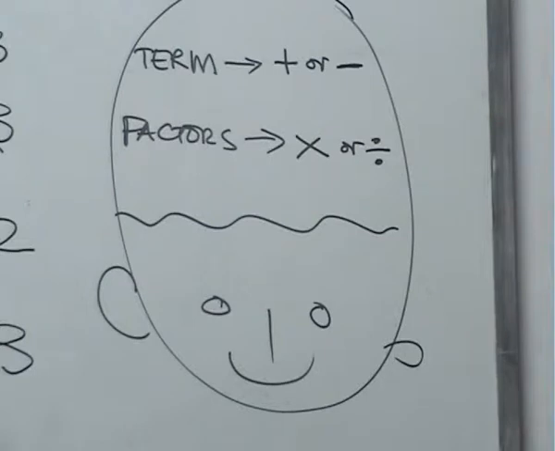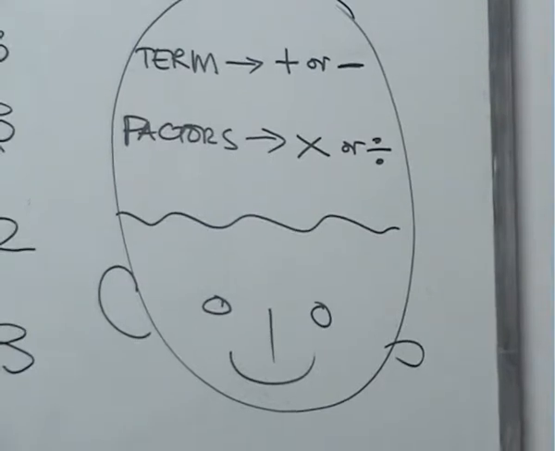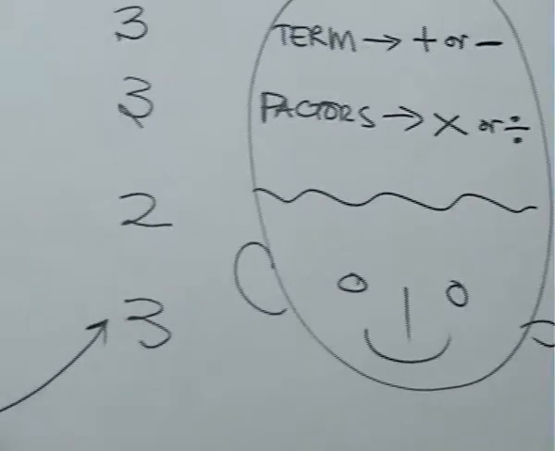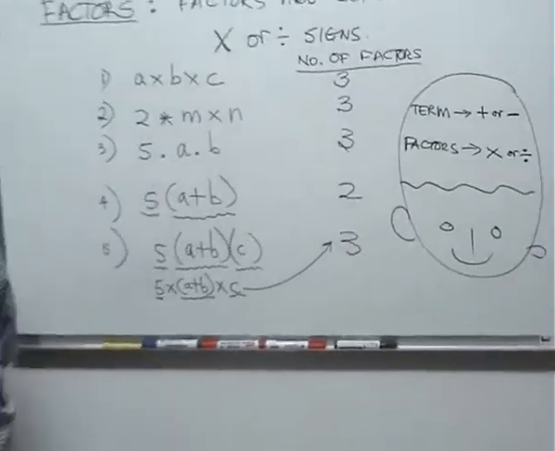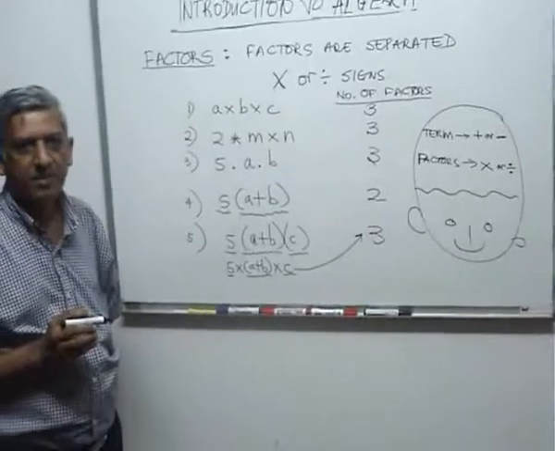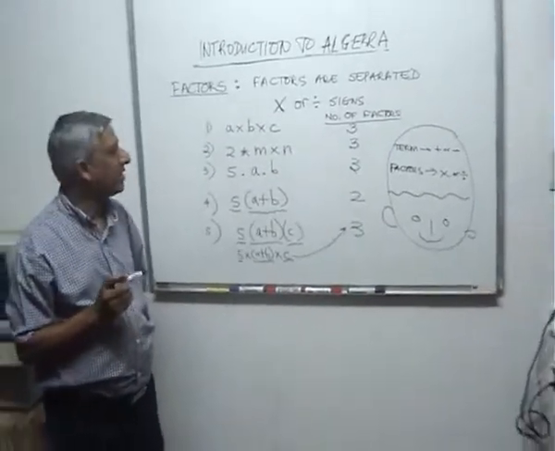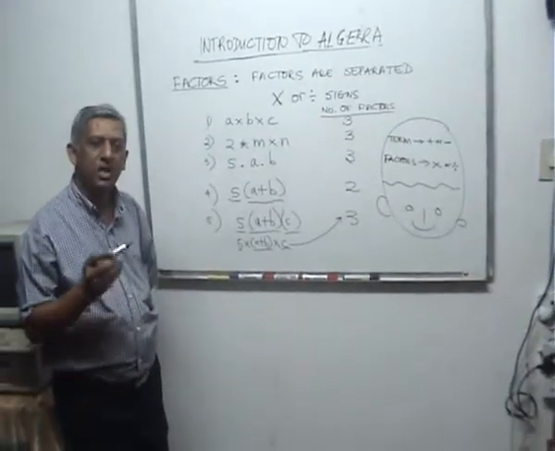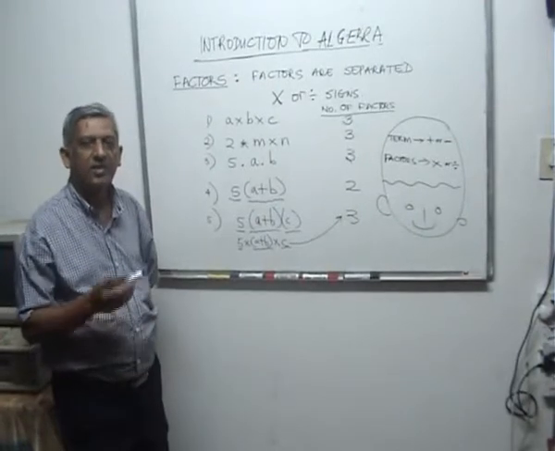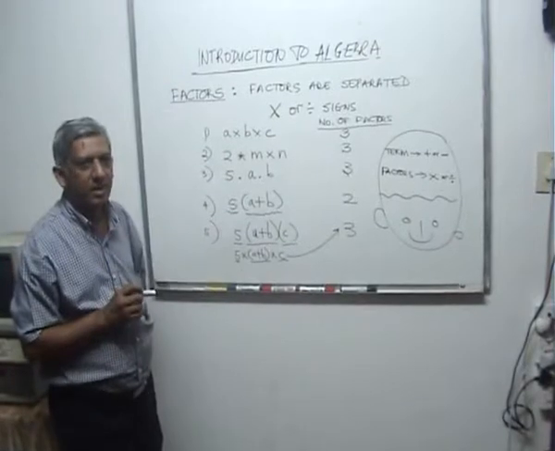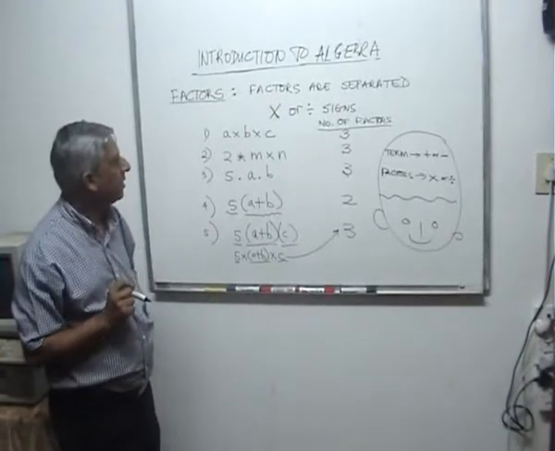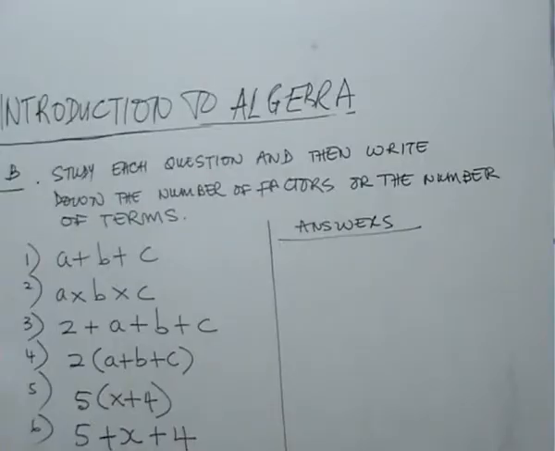Now what I'm going to do is put on an exercise in which you will have to identify the number of terms and the number of factors. So if the example has factors, you must tell me how many factors it has. If it has terms, you must tell me how many terms. Alright, so get ready for the next exercise.